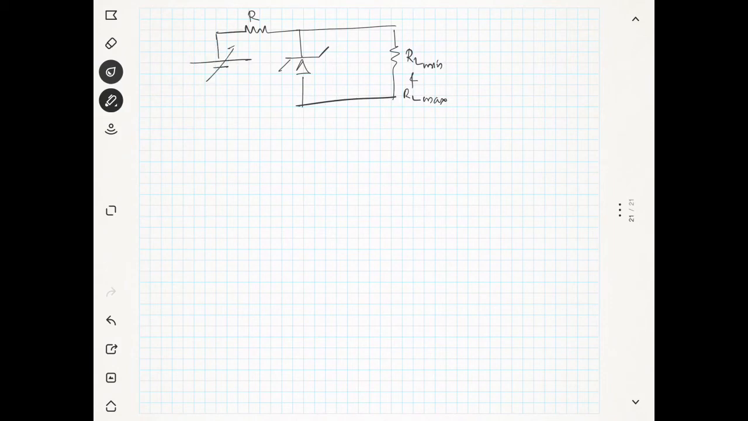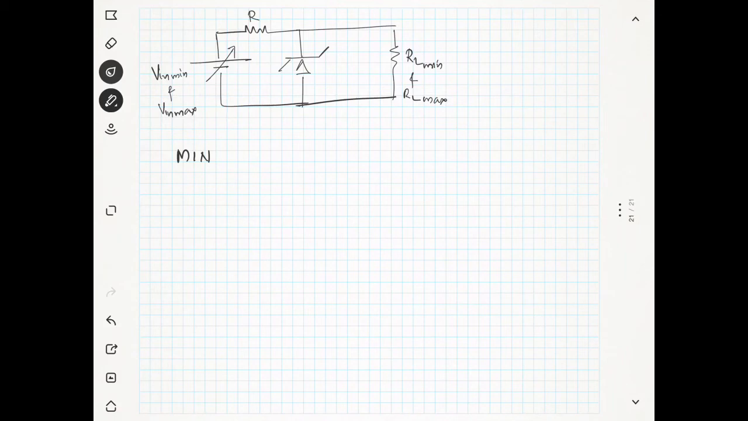Okay, so we have the resistance. I will redraw the circuit. We have the resistance R and Zener diode, and we have RL minimum and RL maximum, and the voltage is changing between the limits V in minimum and V in maximum. Okay, so I will first write the minimum condition.